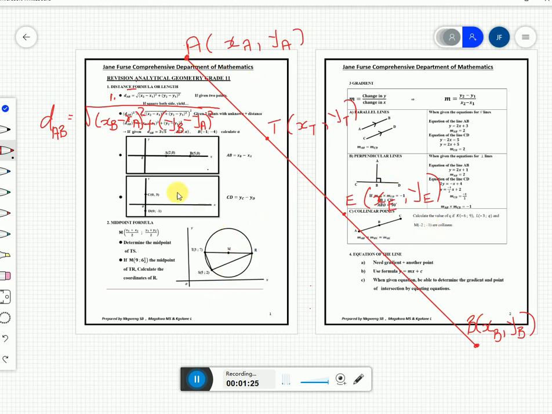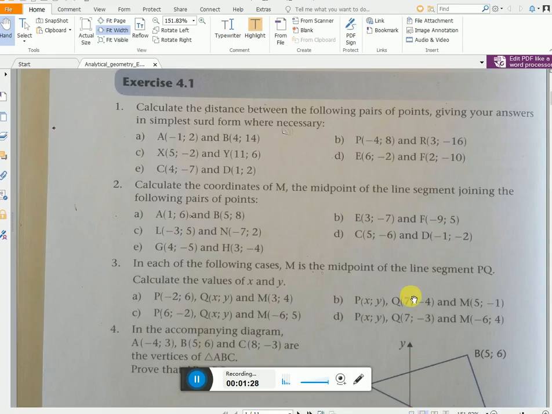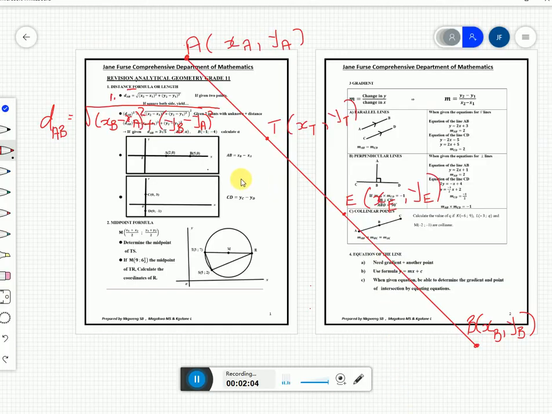Okay, let's check. There is an assessment that has been given. Let's take for instance that you are given E and F. The x at E is 6 and the x at F is 2. The y at E is -2 and the y at F is -10. So let's try to solve this one. When you write the formula for D, you must say D between E and F.